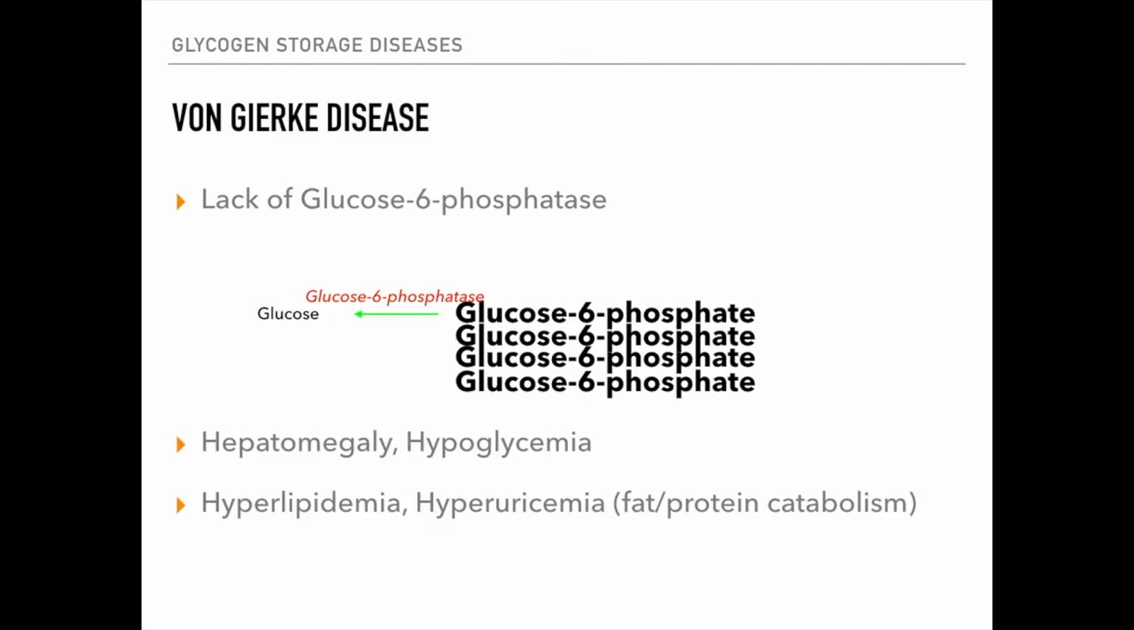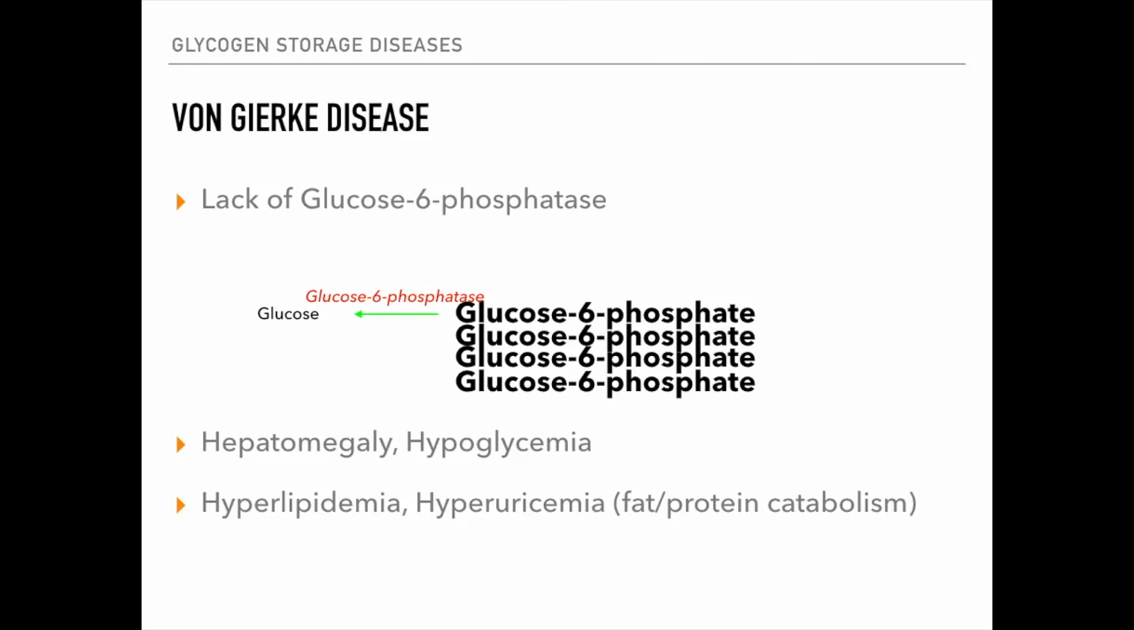Another symptom that you really need to know are hyperlipidemia and hyperuricemia. The reason this occurs is that you're unable to get free glucose, so you need to get your energy through fat and protein breakdown. If you break down fats, you'll have hyperlipidemia. And if you break down proteins, you'll have hyperuricemia.